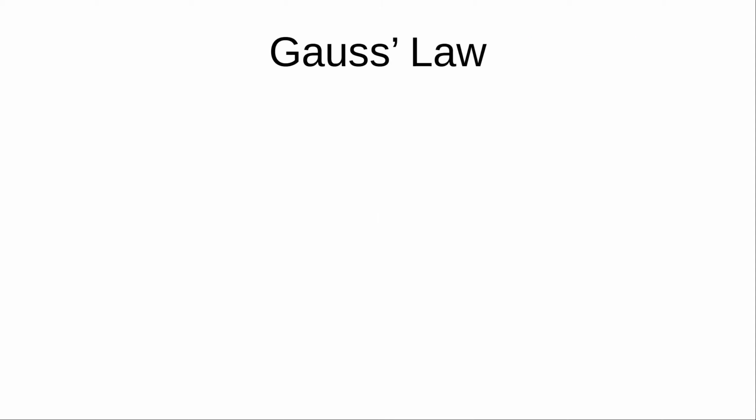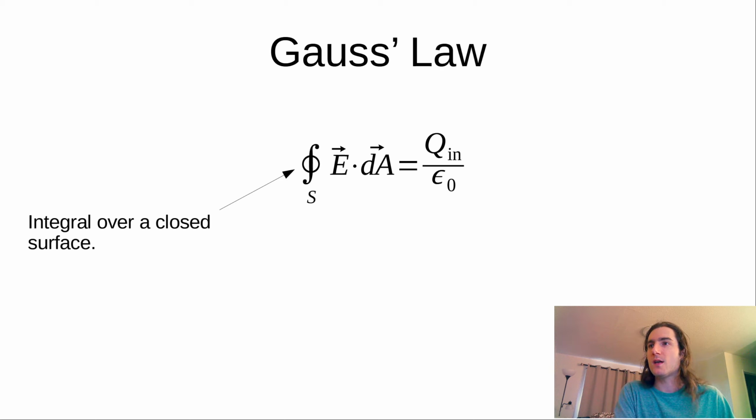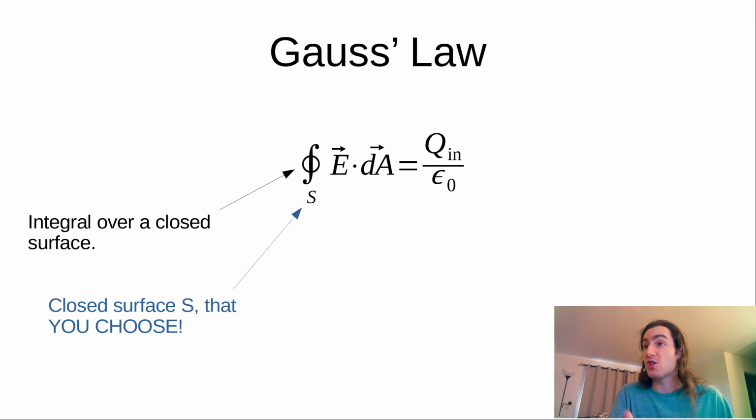So we're ready to state Gauss's law in its entirety now. And so what we have here is that the total electric flux through a closed surface is always equal to the charge inside the surface divided by epsilon naught. That is always true, okay? So let's take a closer look at the symbols and remind ourselves what everything means here. The circle around the integral there means that it is an integral over a closed surface. S here is the closed surface that we label S, and that is a surface that you get to choose. You are free to choose that surface.